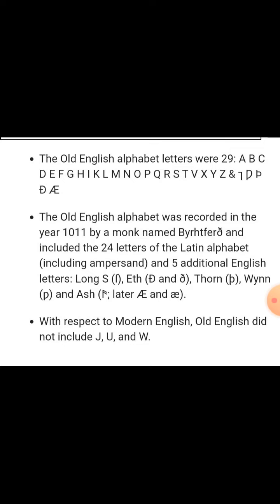The Old English alphabet had 29 letters: A, B, D, F, G, H, I, K, L, M, N, O, P, Q, R, S, T, V, X, Y, Z, plus 4 more.